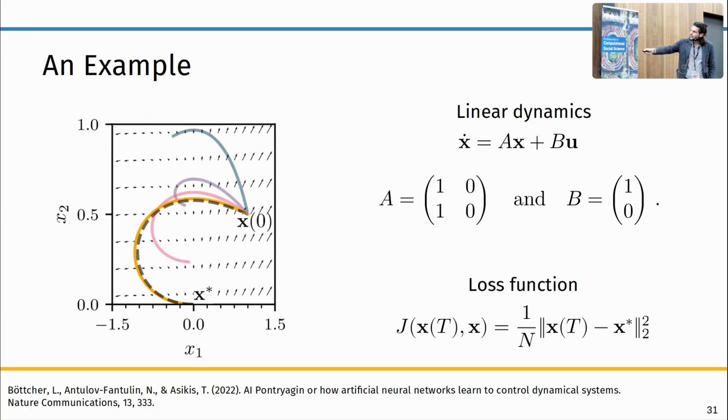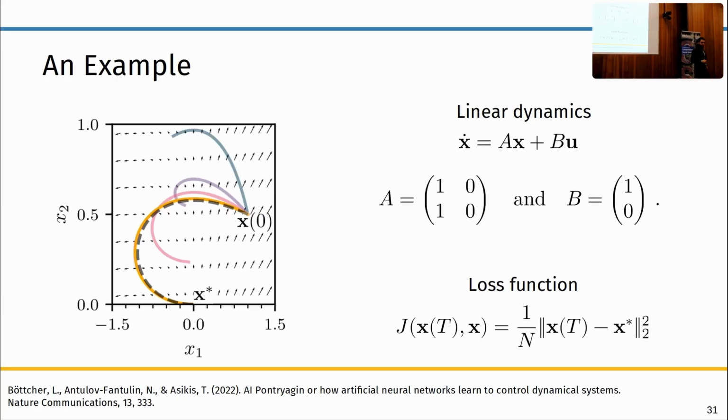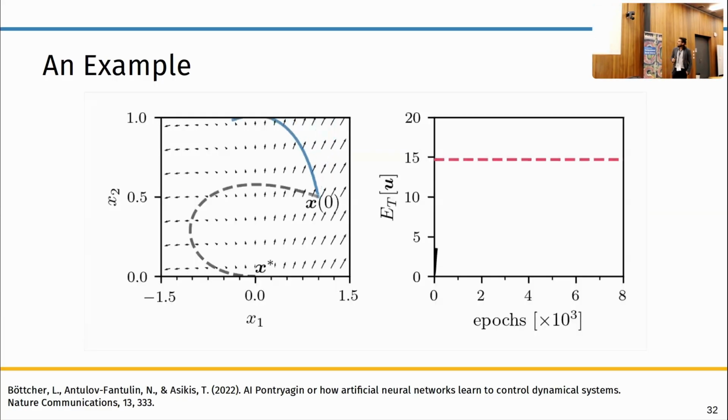But the optimal solution is not to go from this point to that point on that straight line connecting these two points, because this is kind of swimming against the vector field, right? The flow of the underlying dynamical system points upwards. So it's better to move around that circle or that half circle. And that's also what the neural network learns. So that's an animation of the learning process.